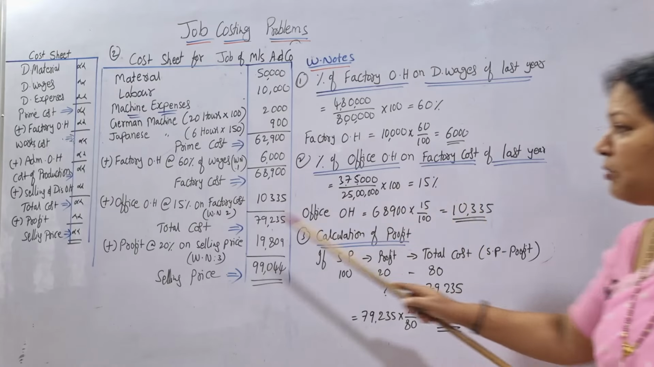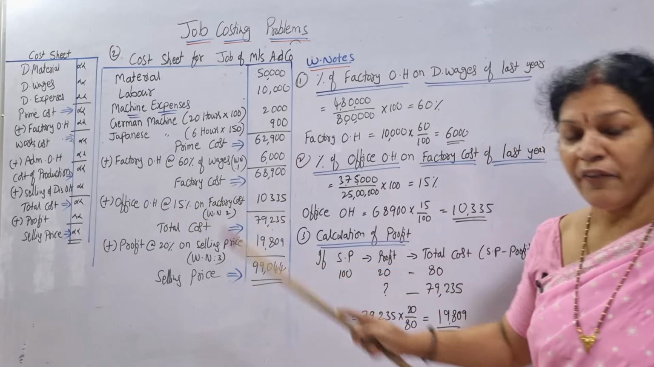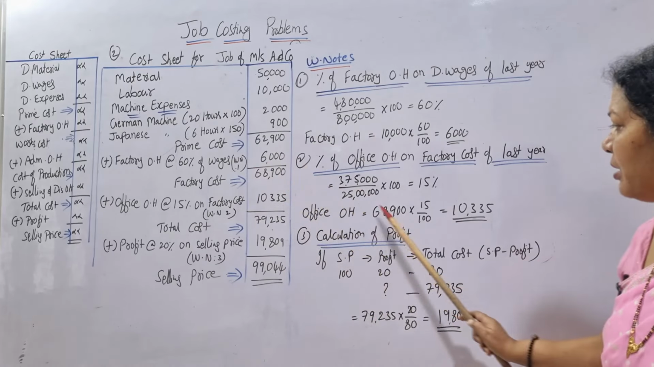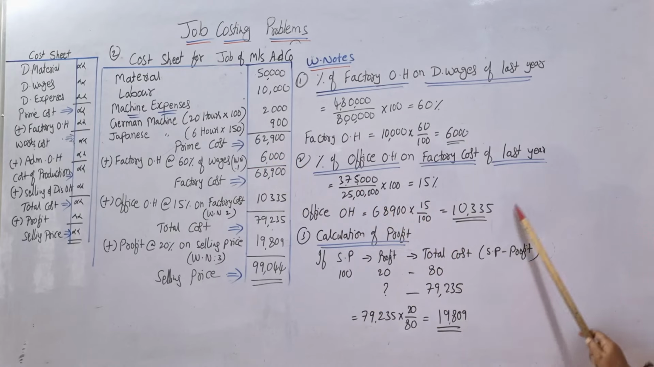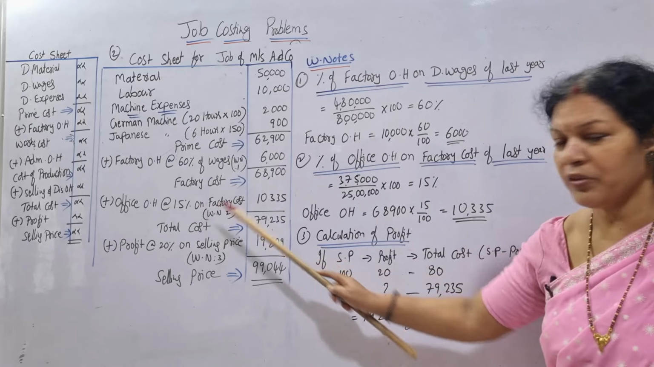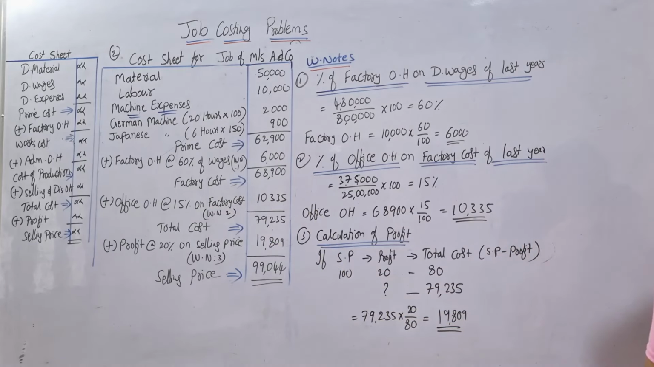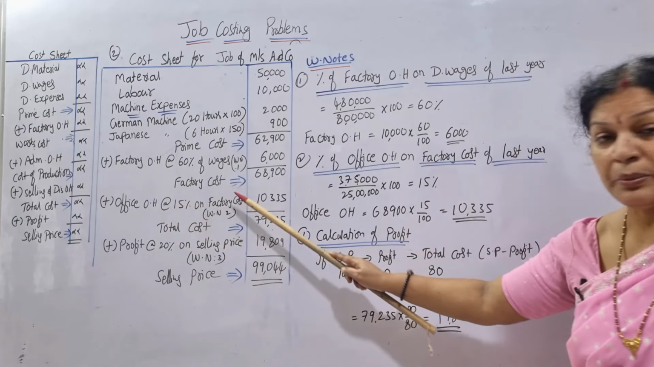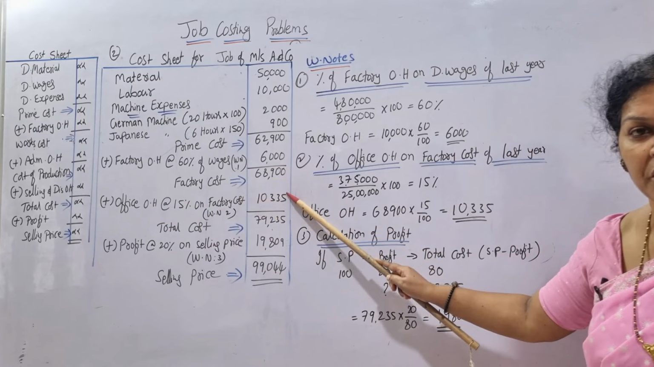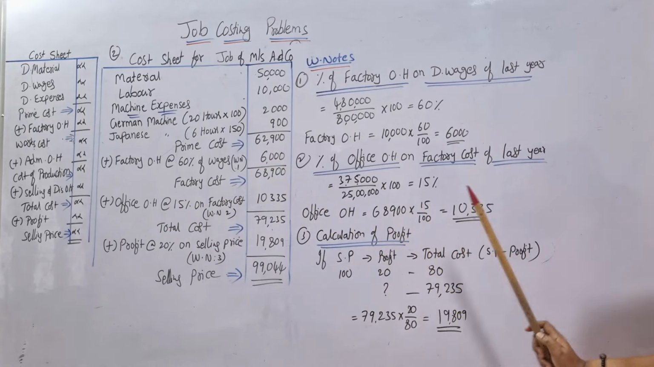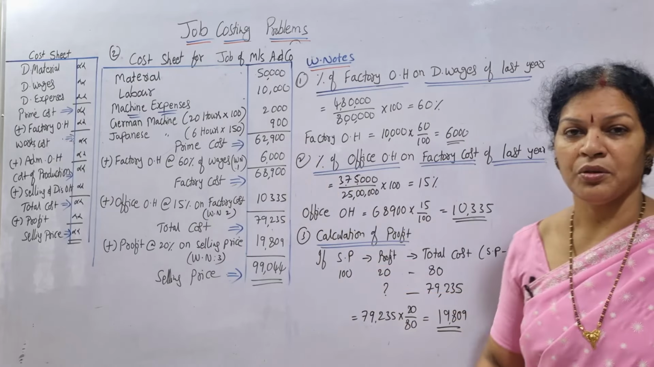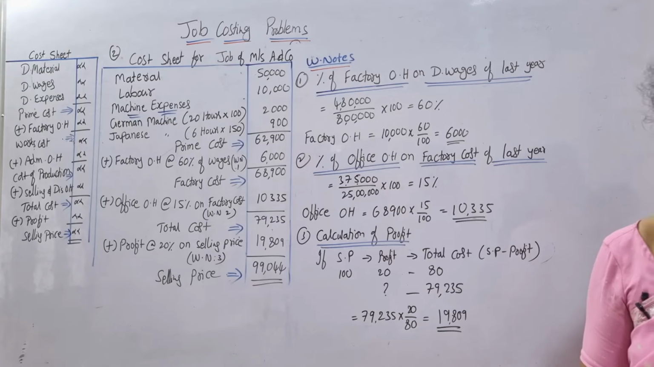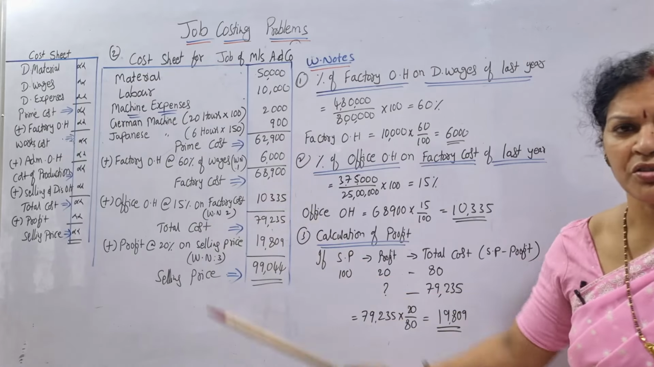How do you calculate this 15%? 15% is office overheads, 15% on factory cost. So this is on factory cost. Factory cost is here 68,900. 68,900 into 15% comes to 10,335. This is office expenses. How have we calculated? We took the percentage first. That percentage is on office overheads, that is 15% on factory cost. Factory cost we just got, 68,900, and 15% comes to 10,335. This is office overheads. Now if we add, you get the total cost. Selling and distribution expenses are not given. So this is the total cost.